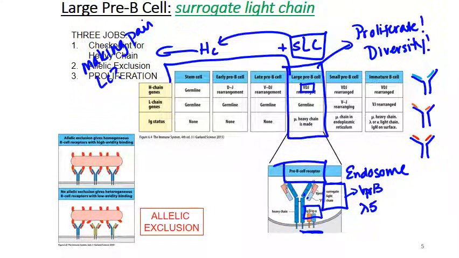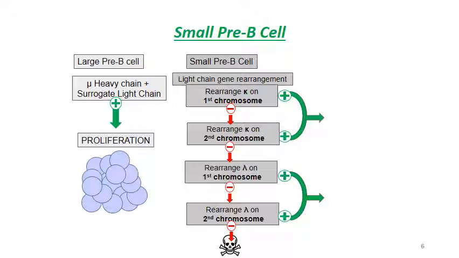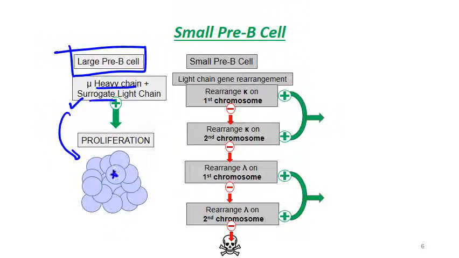Okay, so let's say we made this heavy chain. It can pair with the surrogate light chain. The cell proliferated. Now we're moving into the small pre-B cell step. So here's what I was showing you earlier in the large pre-B cell step. We have our heavy chain that we rearranged. It paired with a surrogate light chain, and it got a good signal. So therefore it proliferated wildly. Now let's say we're focusing on this daughter cell, okay? This daughter cell is now going to become a small pre-B cell, and it's going to begin the process of light chain rearrangement.